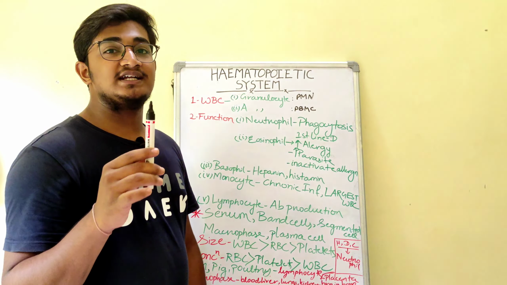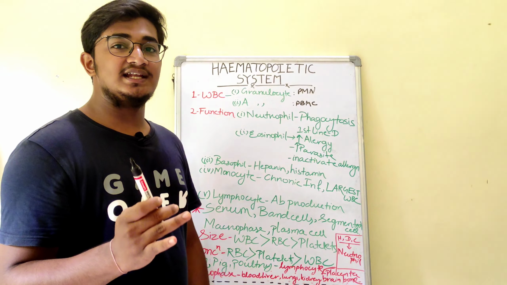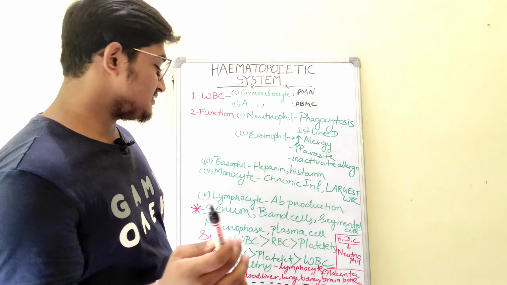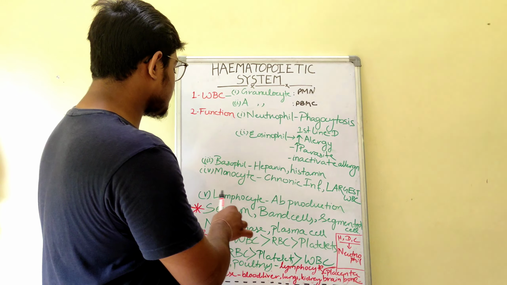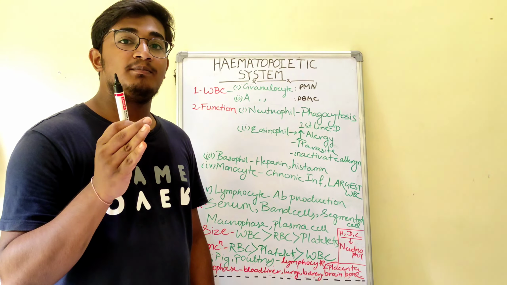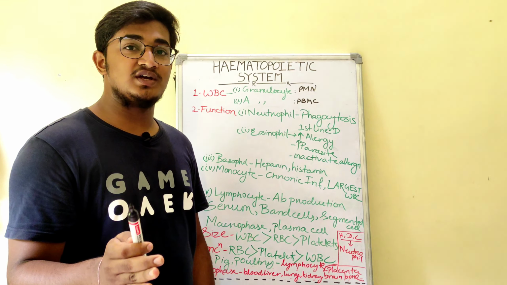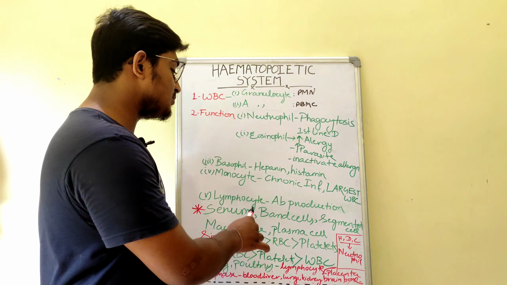Lymphocyte helps in antibody production. There are three types of lymphocyte: the B lymphocyte, T lymphocyte, and natural killer cells. Again, we will focus on serum. What do you mean by serum? If we subtract fibrinogen from plasma, it is the serum portion.